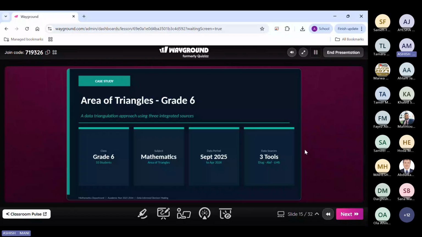Now, I will talk about the case study. For this case study, I took the data from my own class, grade 6, and I took the lesson area of triangle. And here I'm using three tools: diagnostic, Aleph, and LMS.